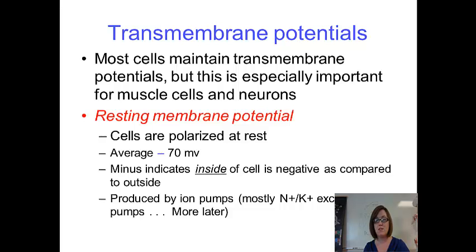There are different types of transmembrane potentials. One type is a resting membrane potential, and that's the transmembrane potential of a cell at rest. Cells are said to be polarized at rest, right, so that polar state exists at rest. The average resting membrane potential is about -70 millivolts. The resting membrane potential is produced, for the most part, by the sodium-potassium exchange pumps.